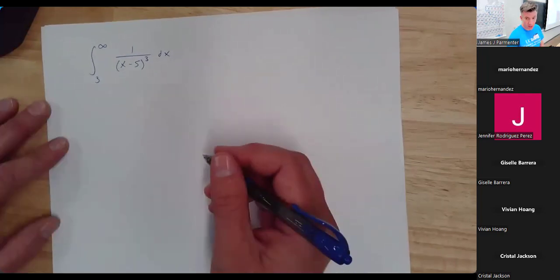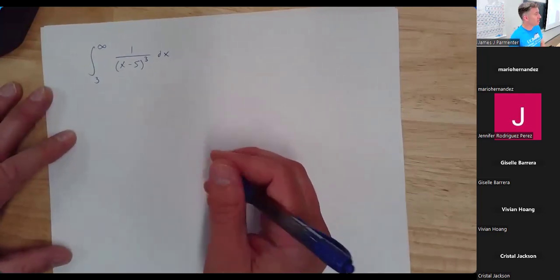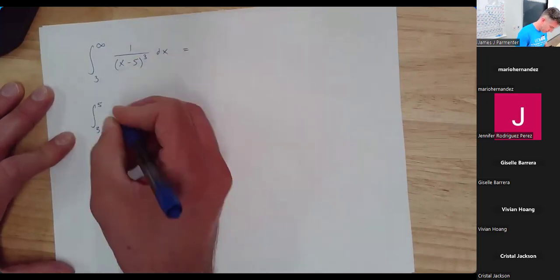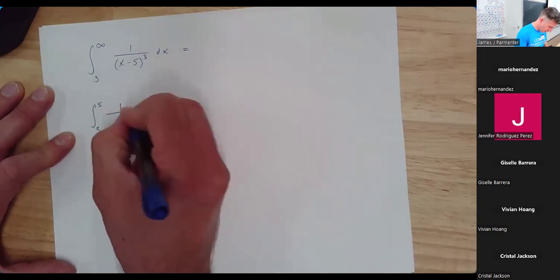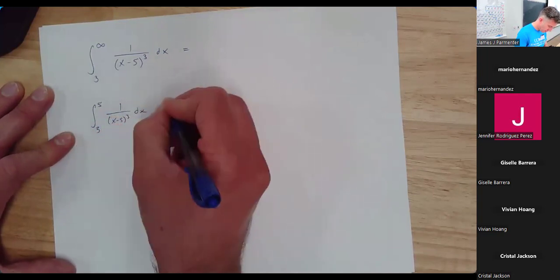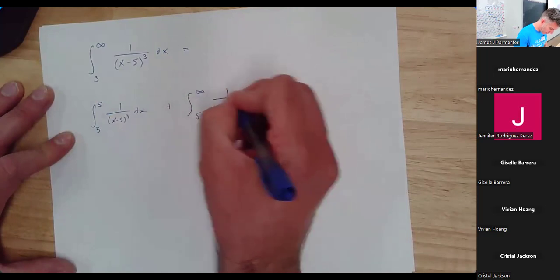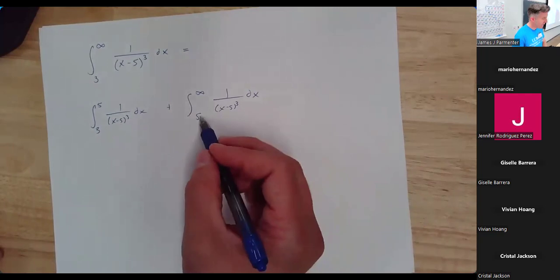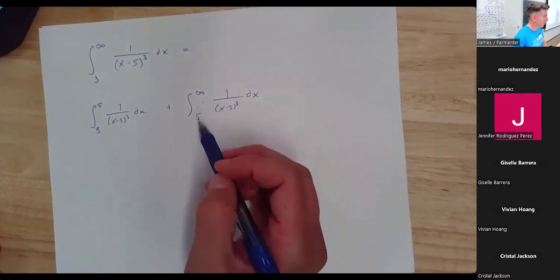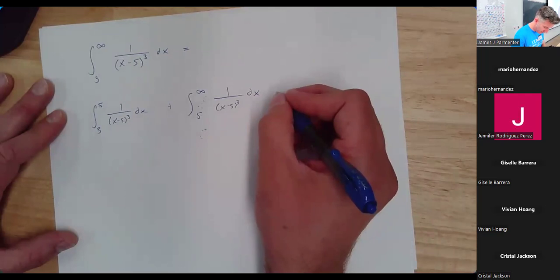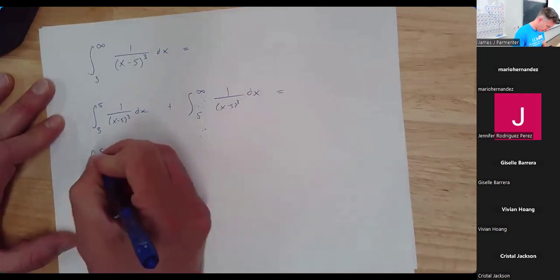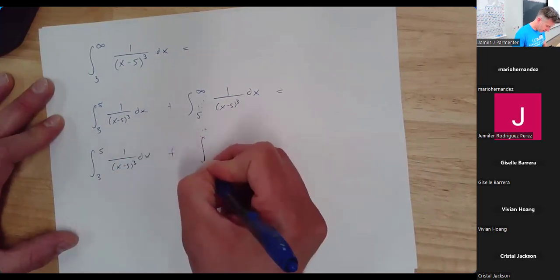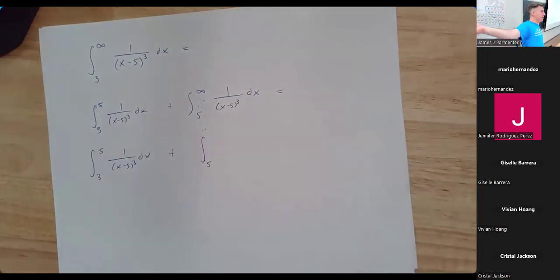So here you would have to break this up, and it would suck because you have to break it up first at 5: the integral from 3 to 5 of your function, plus the integral from 5 to infinity of your function. And then additionally, you can't have two problems at a time in an integral. So you'd have to break this up even further as the integral from 3 to 5 of 1 over (x minus 5) cubed dx plus the integral from 5 to, take your pick. What's your favorite number bigger than 5?